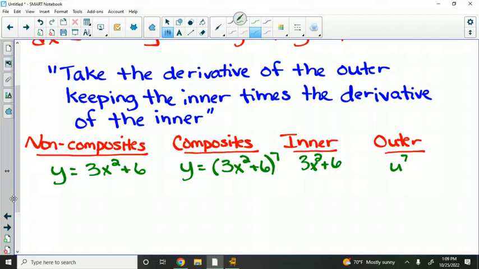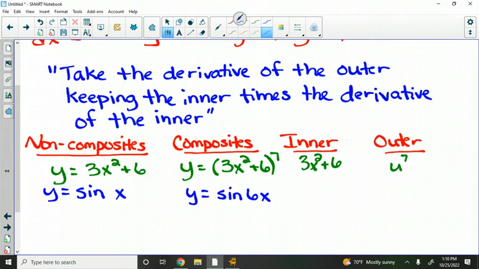So that's what we're going to practice. Let me give you another one. Let's put y equals the sine of x. Even though it's trig, it's still pretty standard. Nothing crazy about that. But if I change it and make it y equals sine of 6x, now it has multiple things going on.